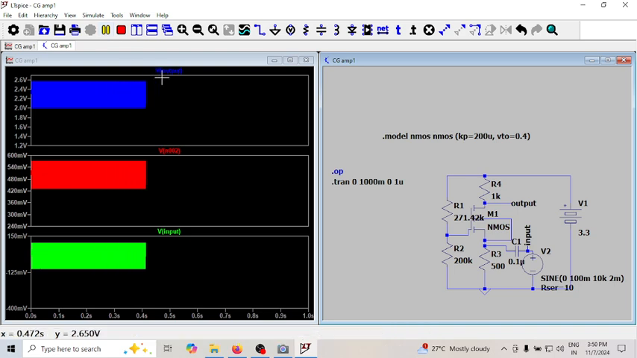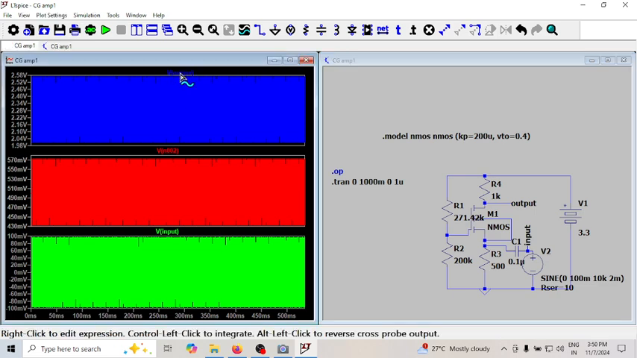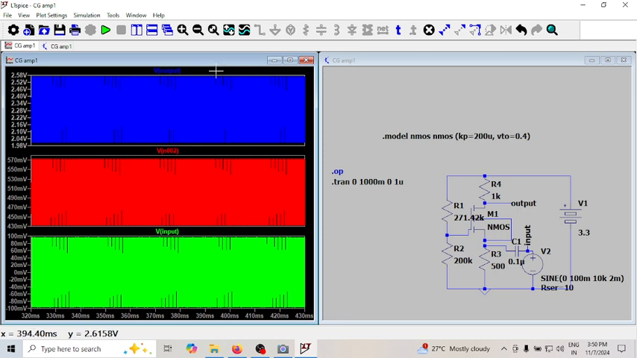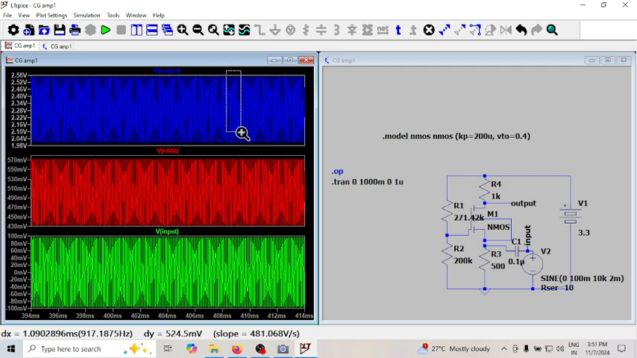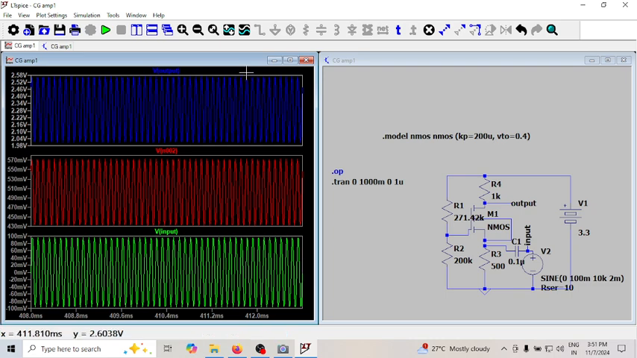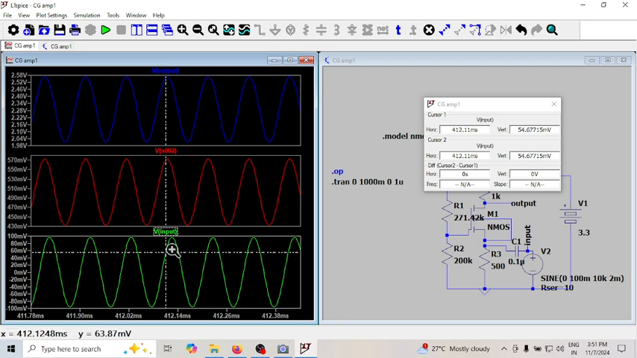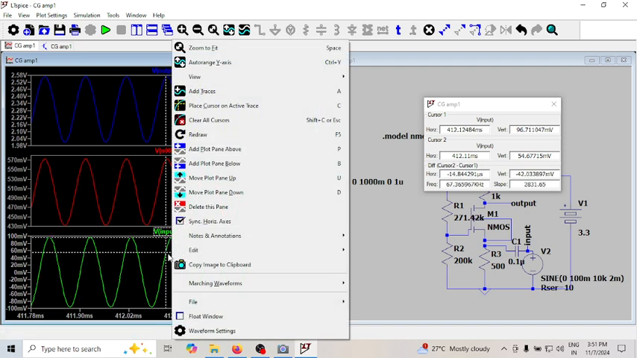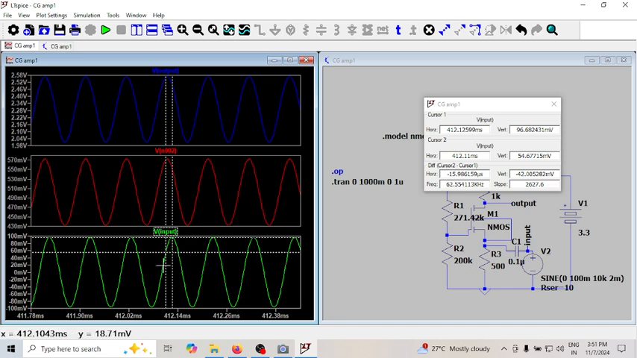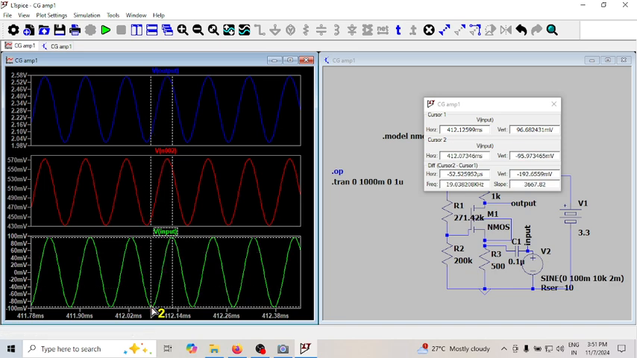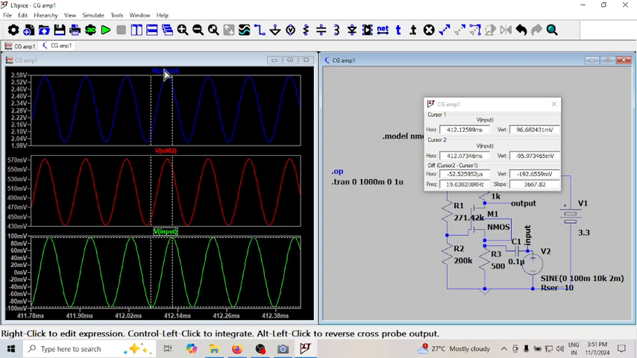Okay, now you'll get it. Let me stop it and then zoom into some portion. Let me zoom this further. Now let me show you how much the input peak to peak was. Input peak to peak is 100 or 200 millivolt. That's what we have here. This is almost close to 200 millivolt. Let me zoom further.